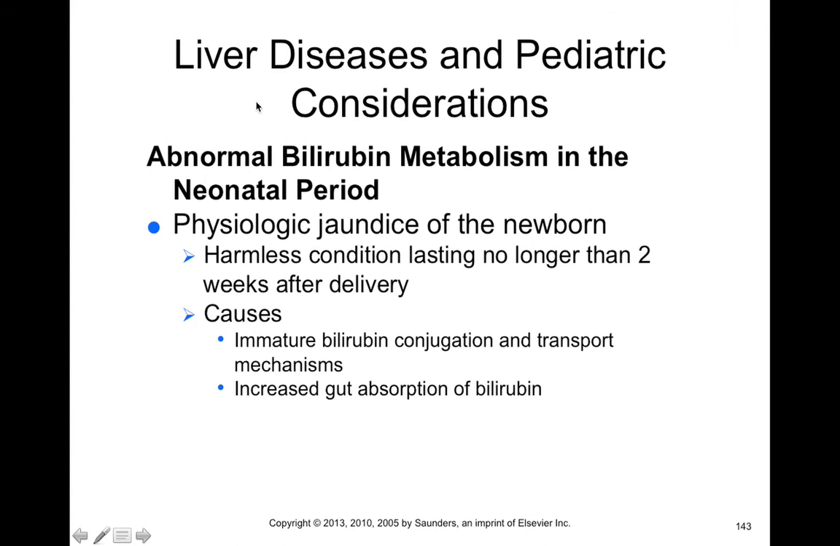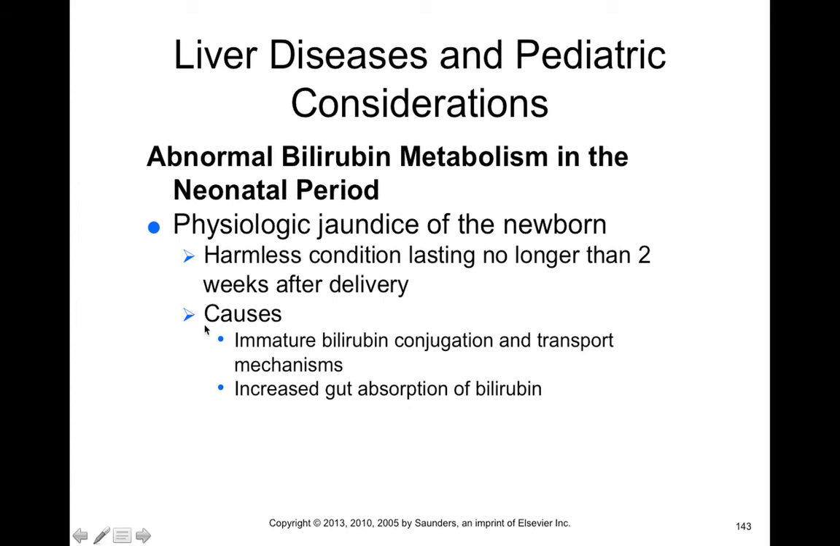Now, there are other pediatric conditions that are associated with the liver, like abnormal bilirubin metabolism in neonates. What we find is that in newborns, if they have abnormal bilirubin metabolism, they can get prehepatic jaundice, and normally this is a harmless condition that doesn't last much more than 2 weeks after delivery. But if there's too much bilirubin building up in the neonatal system, this immature bilirubin can start to accumulate and potentially lead to damage of tissues like the brain.